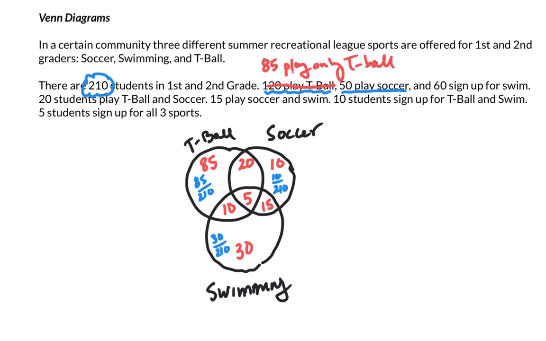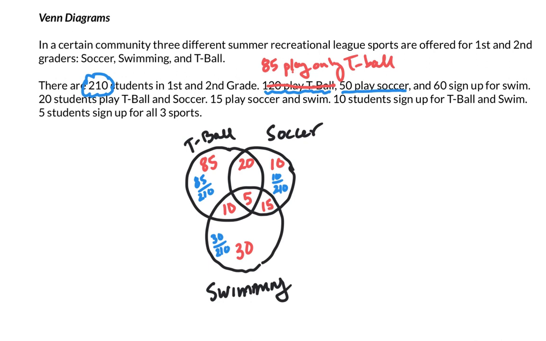And you could also do these in these overlaps. I just didn't leave myself enough room. But if someone said, well, what's the probability they signed up for all three? You'd say, well, 5 out of the 210. Okay? So this is the way to make these. And then, of course, you could answer the questions. What's the probability someone only played T-ball? 85 out of 210. What's the probability they didn't play T-ball at all? Well, you could subtract out the 120 that played T-ball from 210 and do that. So there are a lot of questions you could ask here. The difficult part was just kind of drawing the Venn diagram.